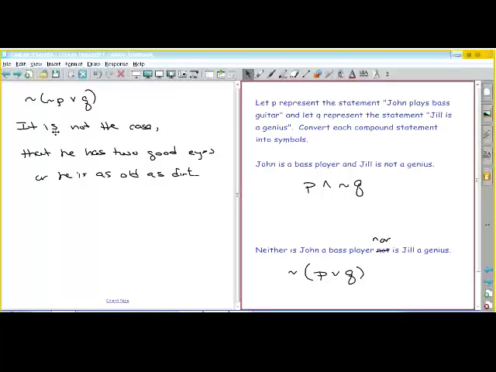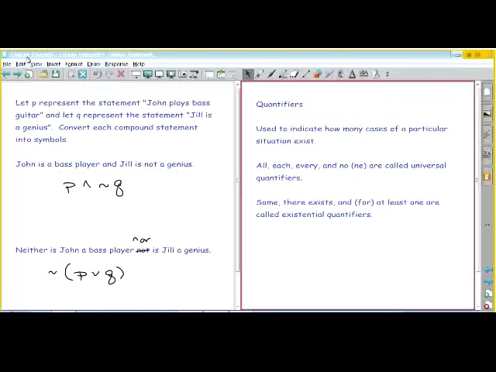Let's think about that. Neither, so if we did neither does he have two good eyes, nor is he as old as dirt. I guess that would be the way you would use neither-nor instead of just it is not the case. That's a little harder to think about. Okay, so you've got a couple of those to practice on.